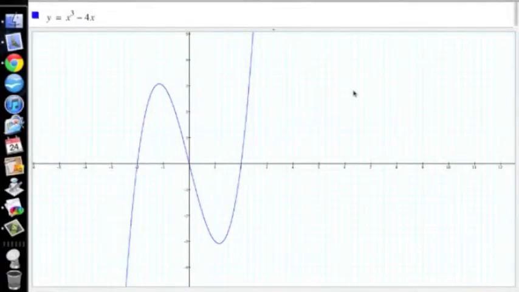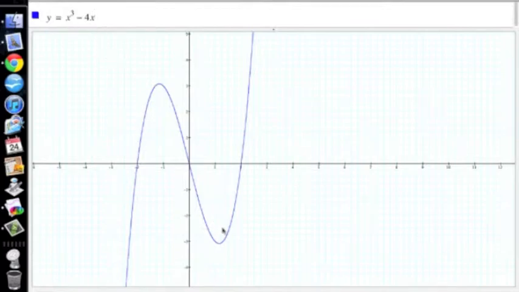Okay, so in this video I'm going to start talking about curve length and surfaces of revolution and volumes of revolution and things like that. And so I just want to back up and remind you what a derivative is. So I have made this curve here in my little graphing program, y equals x cubed minus 4x.